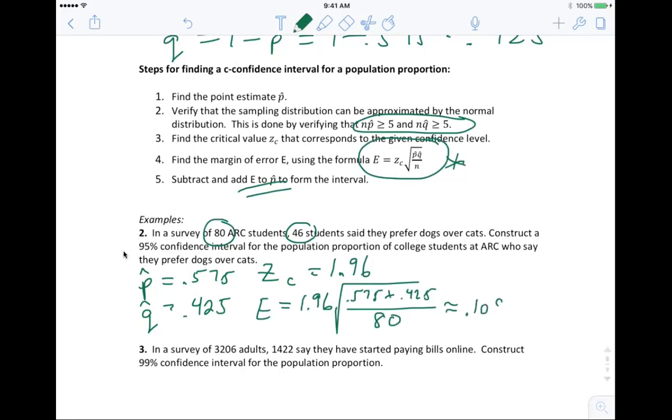Okay. And then now finally, add and subtract that to the p hat. So I'm going to maybe just squeeze it in down here. I'm doing 0.575 plus or minus 0.108 to construct my interval. Okay.